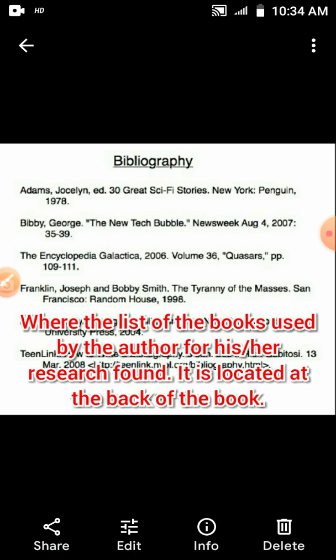Bibliography is a page in which the author's research is written, meaning from which source he has got the information, and with the help of which sources he has written the book. As you can see in this, so many stories or volumes are given, showing from where he has written his own book. So with the help of the bibliography we can know how the author has researched his book, and it is located in the back of the book.